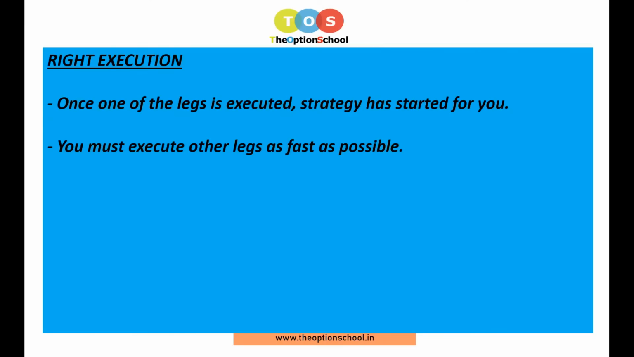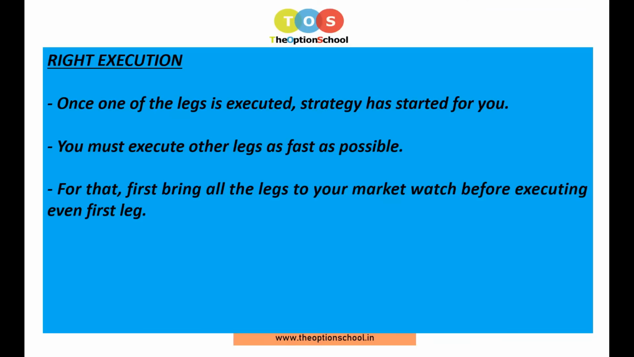You cannot say that, okay, I will try to decrease the buying rate, or I will try to increase my selling rate, thereby trying to take more credit in the strategy. That can be really, really harmful to your trade. So we must execute the balance three legs very quickly.